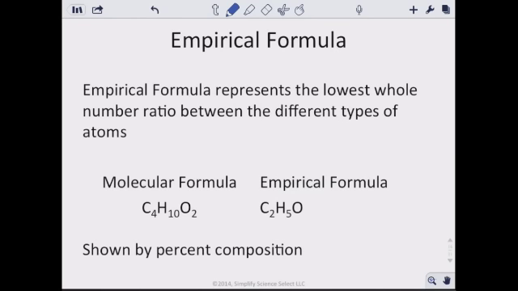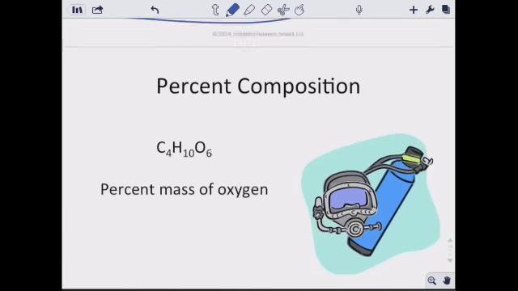So if our molecular formula was C4H10O2, we can reduce 4, 10, and 2 by 2 and reduce it down to 2, 5, and 1. And so the empirical formula is just the reduced formula of the molecular formula. And it's shown by percent composition. So how do we find the empirical formula? We show that by percent composition.